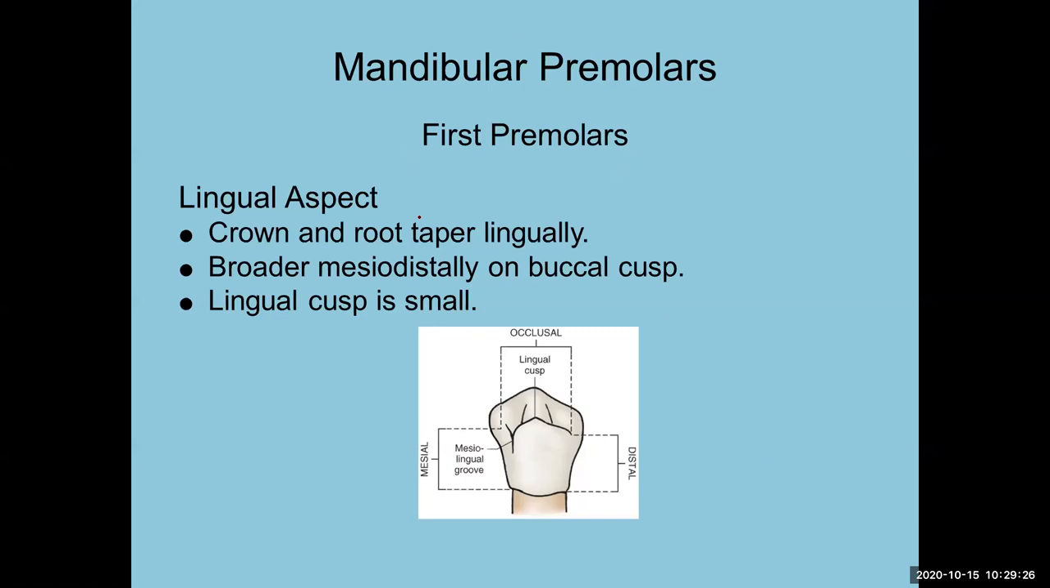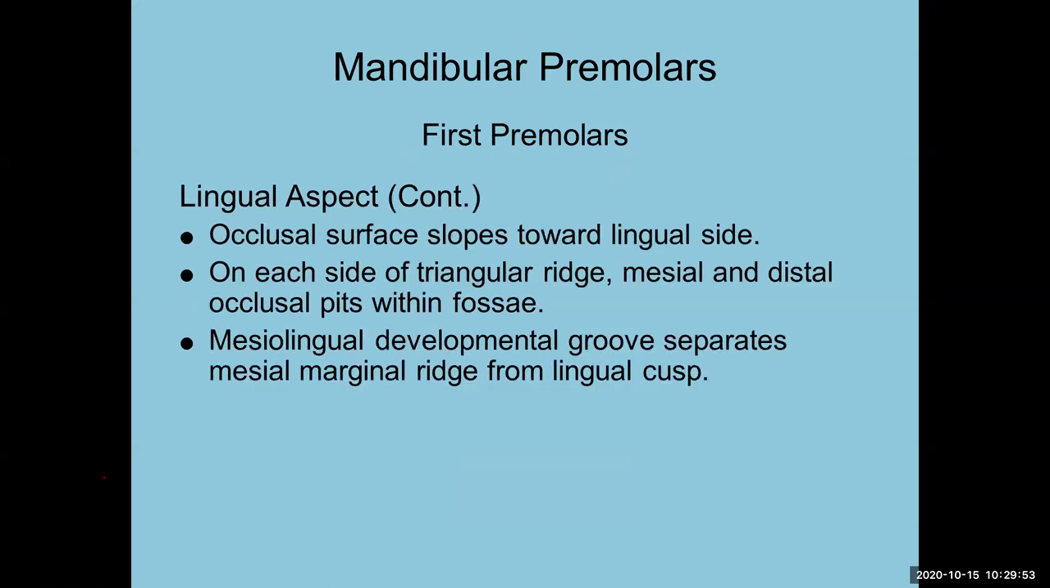So we've got a much longer buccal cusp than we do on the lingual cusp. It's broader on the facial, and that lingual cusp is small, sometimes hardly existent at all. Okay, so this is the mesial here. This is the distal. This is the non-functional cusp. That's a pretty good picture. There's that lingual tilt.